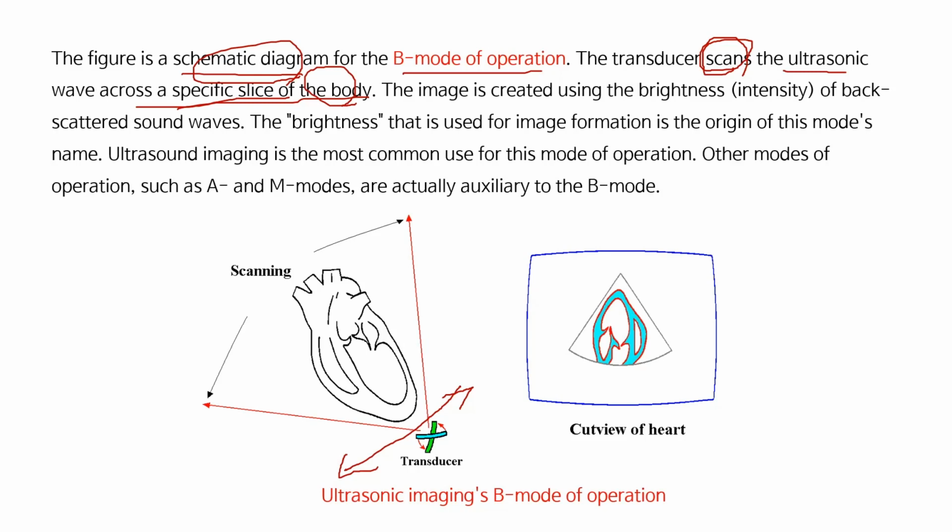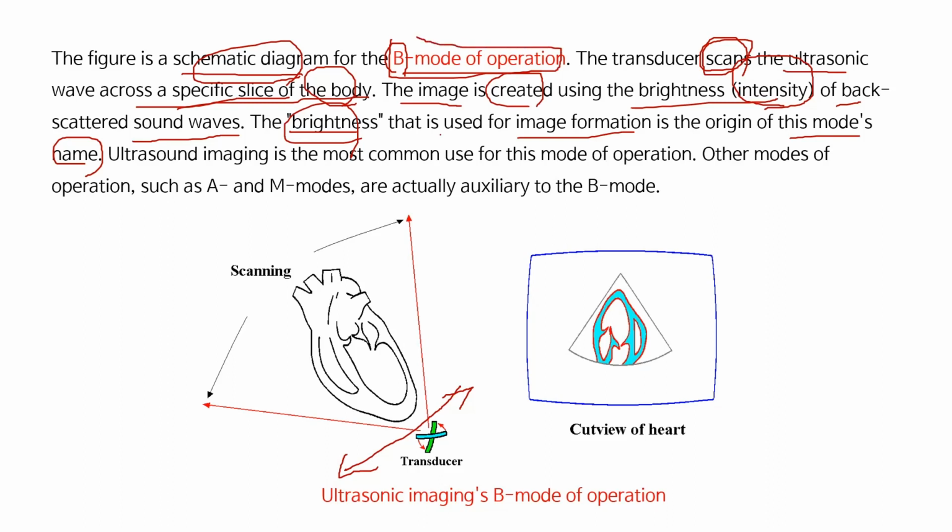In this case, we move the transducer. The image is created using the brightness, so intensity, of the backscattered sound waves. So the brightness that is used for image formation is the origin of this mode's name. So we call it B mode of operation.